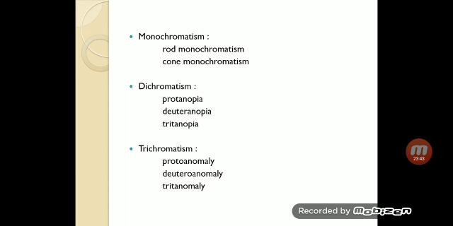Deuteranopia is green and the subject cannot appreciate green. In tritanopia it is blue, the subject cannot appreciate blue. In trichromatism, the subject may be able to perceive all three colors, but one color he may not be able to perceive correctly. So in protanomaly, the red perception is weak. In deuteranomaly, the green perception is weak, and in tritanomaly, the blue perception is weak.